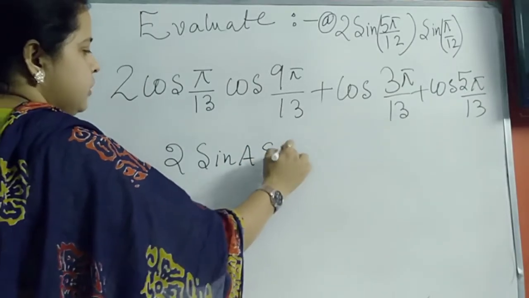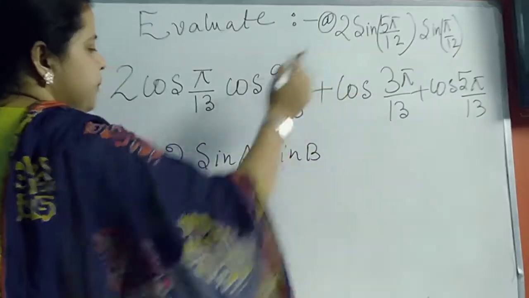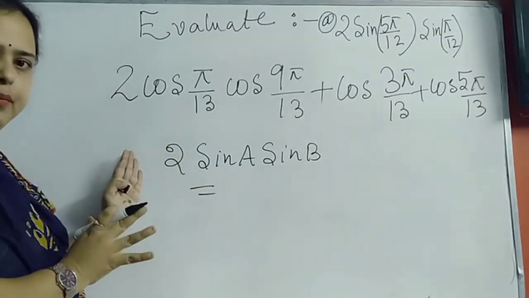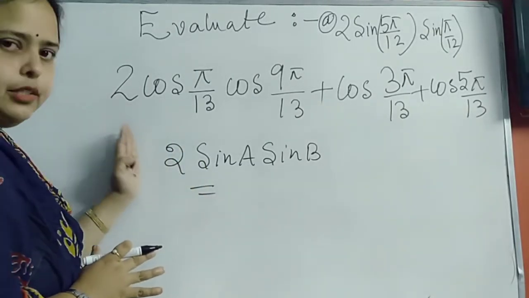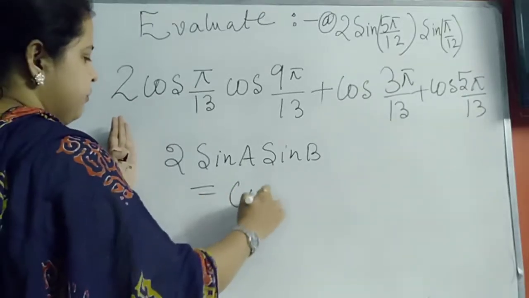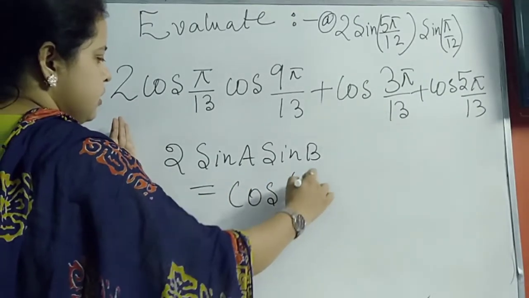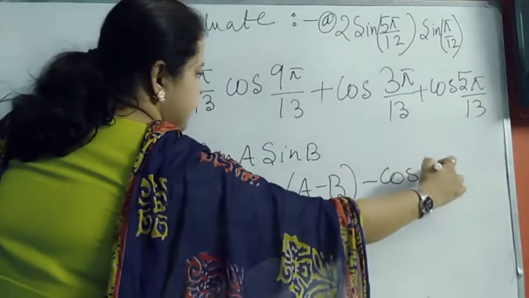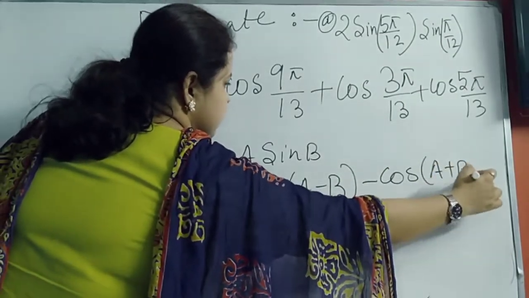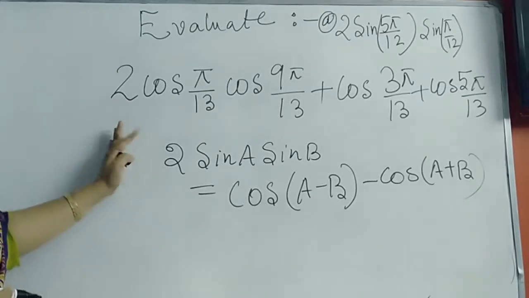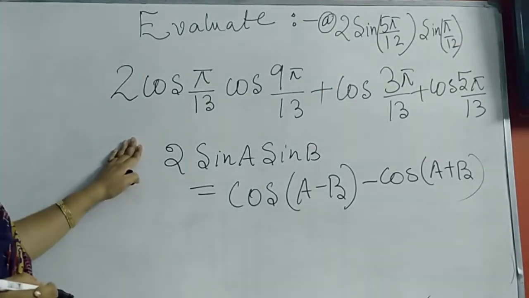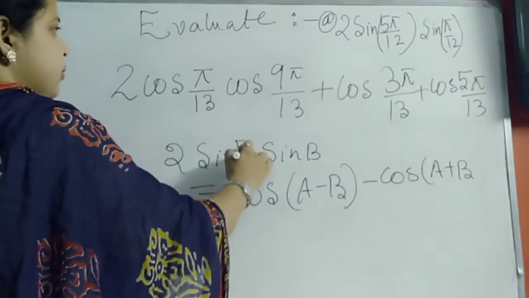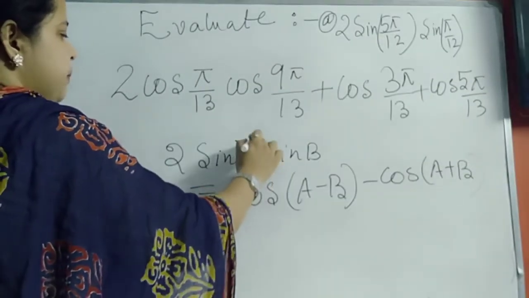See, don't you think so? The problem looks like giving me this particular formula. Recalling this once more, I am writing for you. It is cos of A minus B minus cos of A plus B. See children, I hope it is clear. So I am going to place here the values which are present in my problem.